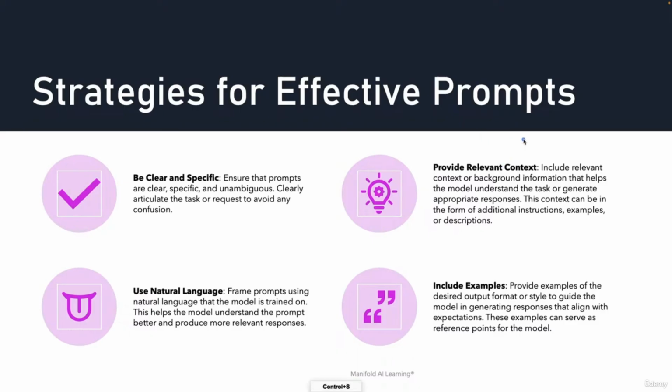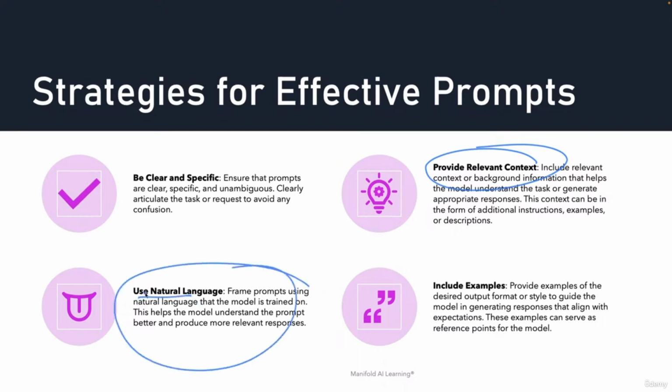Another strategy is provide relevant context. An example of an incorrect prompt is "translate the text." The best way is "translate the following passage from English to Spanish", and you can mention some more information about the text that you have got. Another key strategy is use natural language. Frame prompts using the natural language which the model has been trained upon.